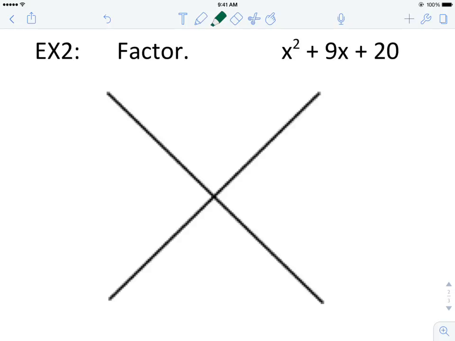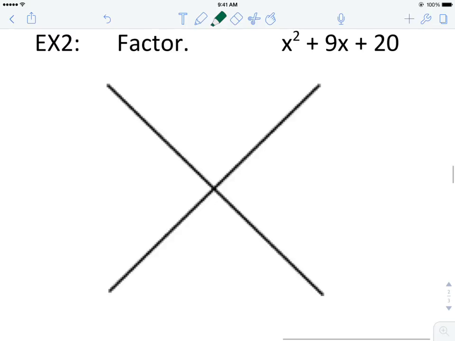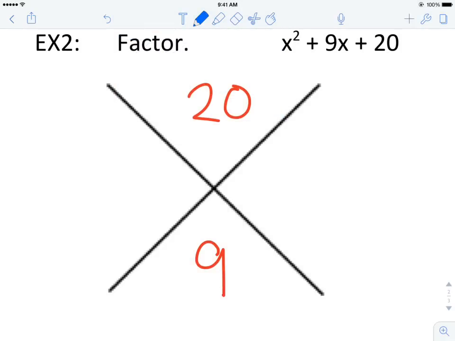Okay, now I'm not going to wait forever. If you still need time to work, you can pause it. So on top I put the 20. Whoa, it helps if I'm not using a highlighter. Top I put the 20, bottom put the 9. I see, okay, what numbers multiply to give me 20 and add to give me 9? That would be 5 and 4, because 4 times 5 gives me 20.